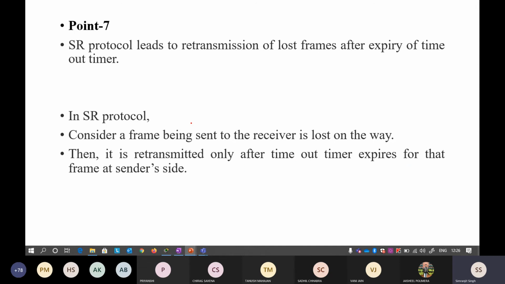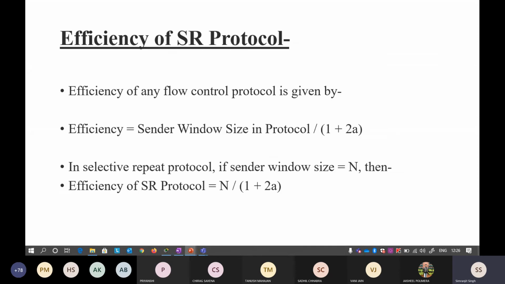Okay, so this particular feature is not a different feature. This feature already exists in all the flow control mechanisms. Now find out the efficiency here. The efficiency formula is the same here. In stop and wait, it is 1 over 1 plus 2a.